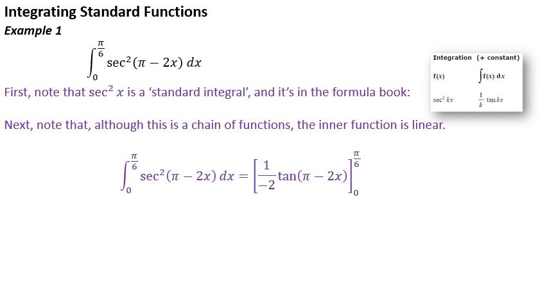Once you recognize those pieces, it becomes one step. Sec squared becomes tan, but the inside, pi minus 2x, remains there. It's preserved inside the tan, pi minus 2x. The only difference is that we're going to divide by the derivative of what's inside. The derivative of pi minus 2x is minus 2, so we've got 1 over minus 2 inside there. Now, because this was a definite integration, we've got limits to apply.